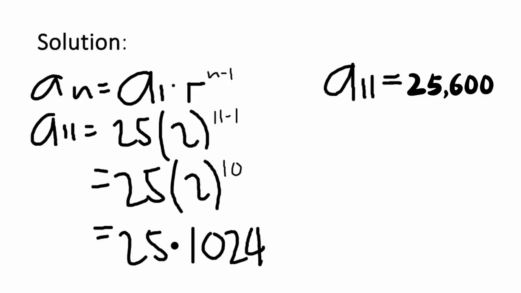Finally, let's proceed to the solution. So we will use the formula of the geometric sequence. The 11th term equals 25 times 2 raised to the 11th power minus 1, equals 25 times 2 raised to the 10th power, because 11 minus 1 is equal to 10, equals 25 times 1024. Why? Because 2 raised to the 10th power is 1024. So the 11th term of this sequence is 25,600.